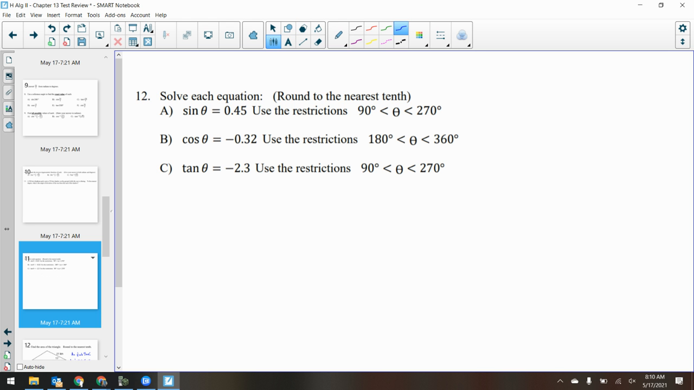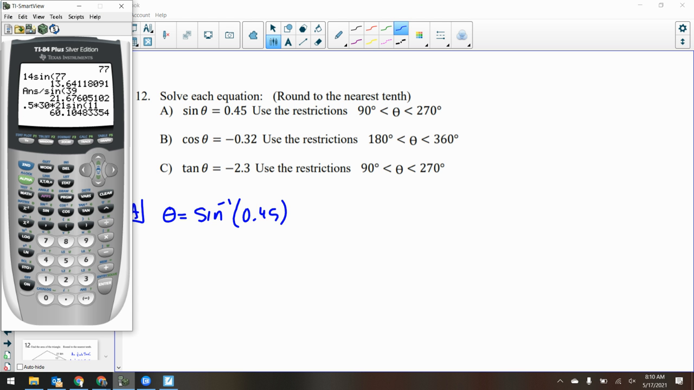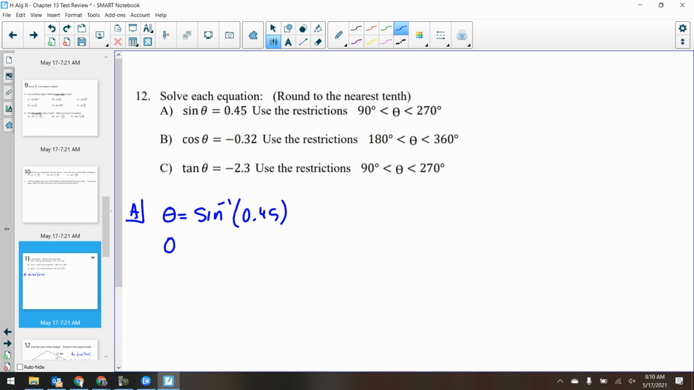All right. So sine theta is equal to 0.45. This is A. So that would mean theta is equal to inverse sine of 0.45. Let's plug that into our calculator. Inverse sine of 0.45 gets us 26.7 degrees. So theta is 26.7 degrees. Is that within our restriction?